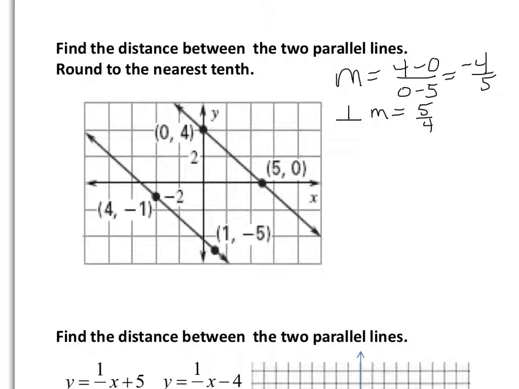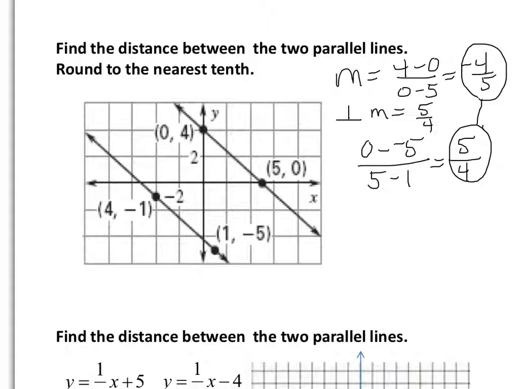Okay, so I'm going to find the slope between (5, 0) and (1, negative 5). So we take the change in y, which would be 0 minus a negative 5, divided by 5 minus 1. Well, in the numerator we have positive 5, because when we subtract a negative number we know it's addition, and in the denominator we're going to have 4, so 5/4.